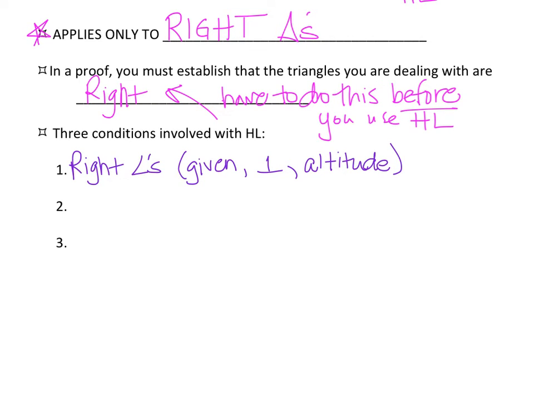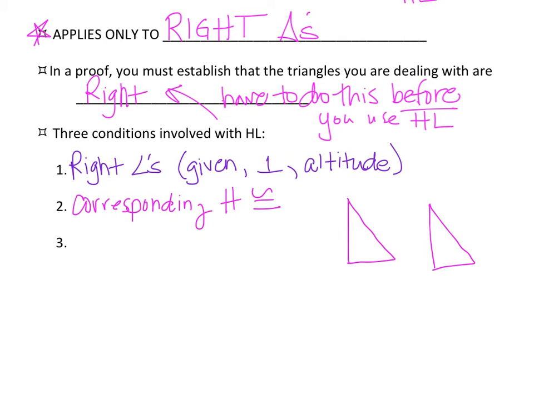Remember, altitude comes from one vertex and comes down to give you right angles with the opposite side. Also, your corresponding hypotenuses have to be congruent. So let's just do a little sketch over here. A couple triangles. We have A, B, C, D, E, F. So the hypotenuse has to be congruent for us to use the HL postulate. So hypotenuse has to be one of the congruent sides.